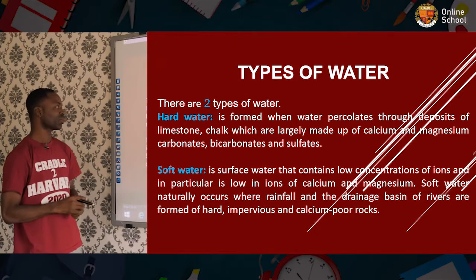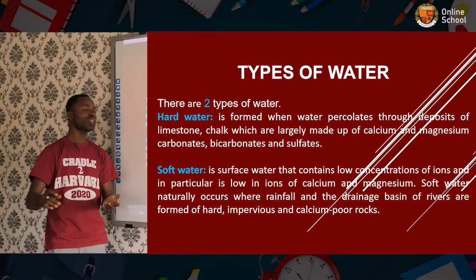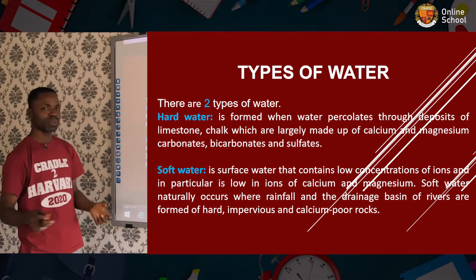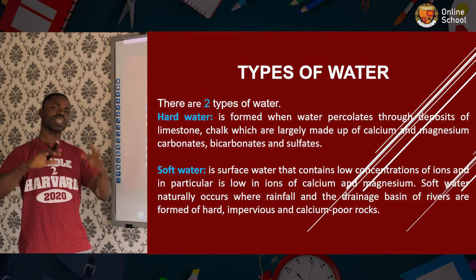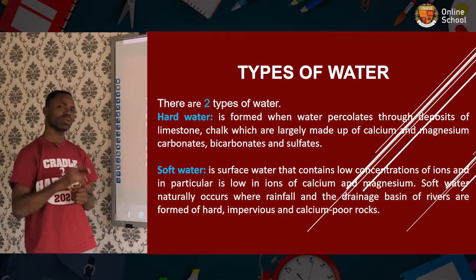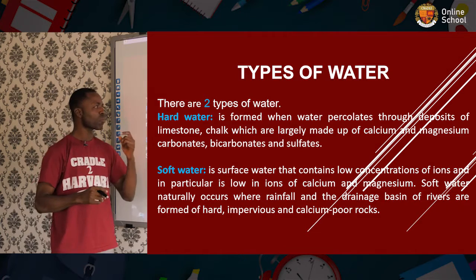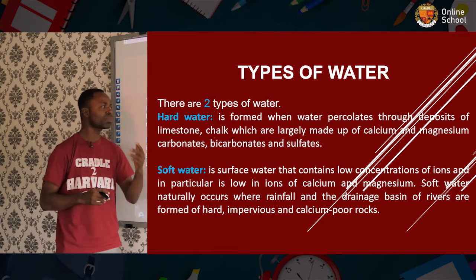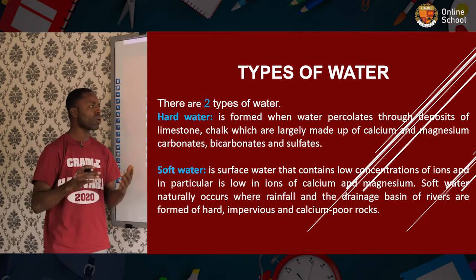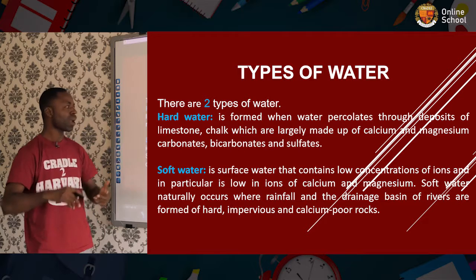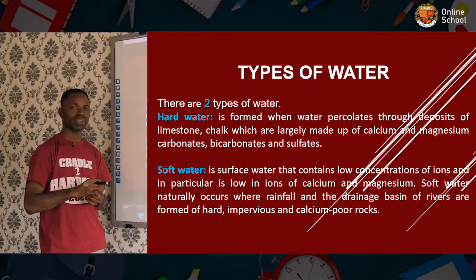Types of water. Water has been divided or grouped into hard water and soft water. From the word hard water, you think it's something that is very strong. But let us see what hard water is. So, hard water is formed when water percolates through deposits of limestone and chalk, which are largely made up of calcium and magnesium carbonate, bicarbonate, and sulfate. What is the meaning of that?